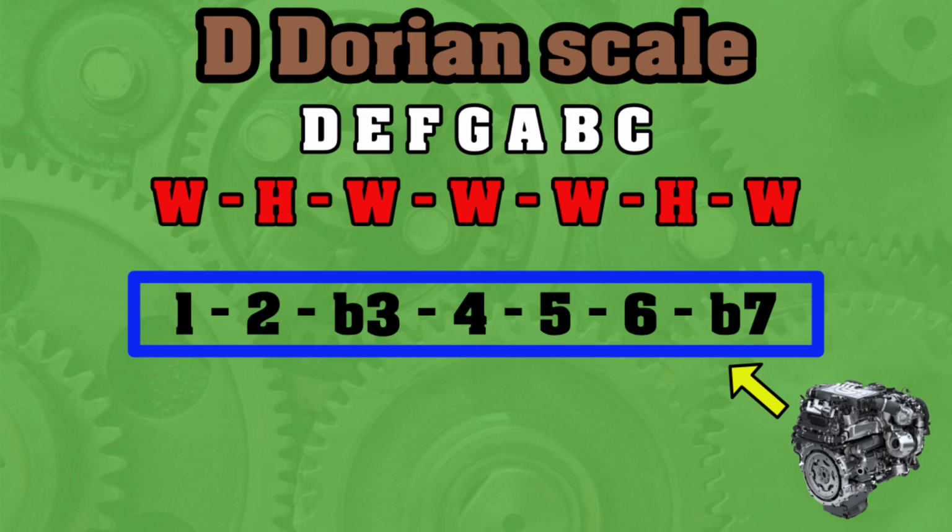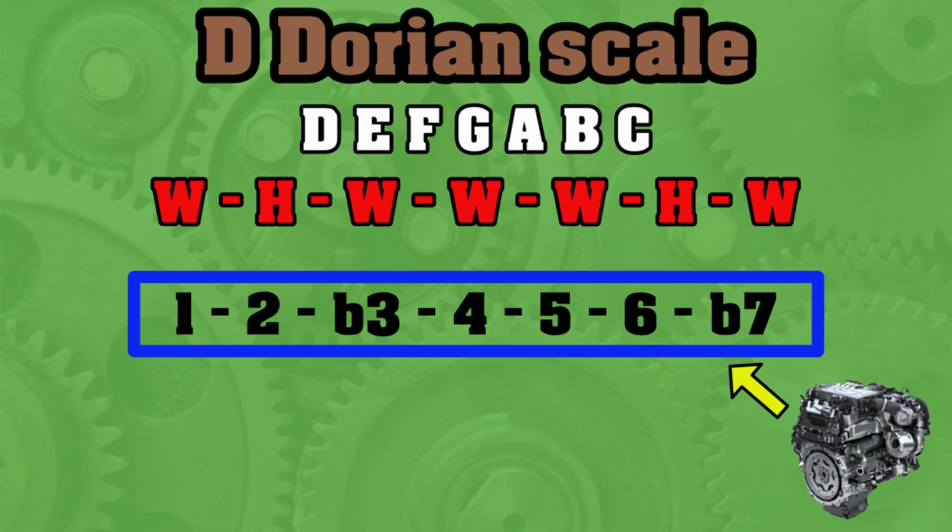Sounded much different. I was using the exact same set of notes, but it sounded different. So the driver of the bus is this 1, 2, flat 3, 4, 5, 6, flat 7. That is what makes the Dorian scale sound like the Dorian scale. That is what makes the Dorian scale sound different than the major scale. So Dorian is the second mode of the major scale.